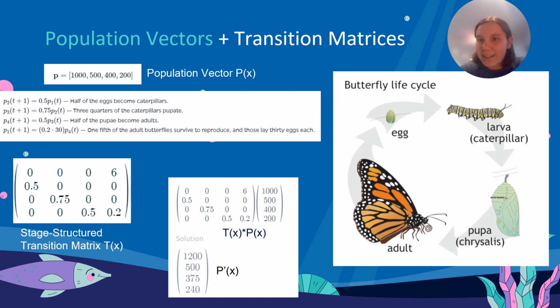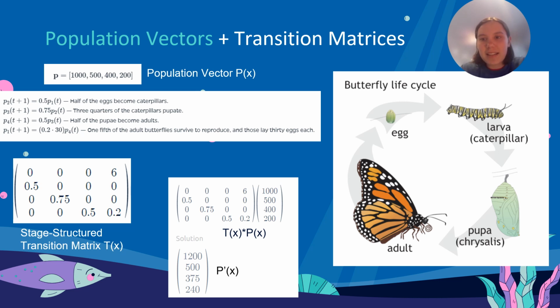Population vectors provide organization for the number of organisms in each type of life stage or age group. On the screen, this is vector P of X, where there are 100 eggs, 500 larvae, 400 pupae, and 200 adults. So we can see population vector P of X right here at the top of the screen.